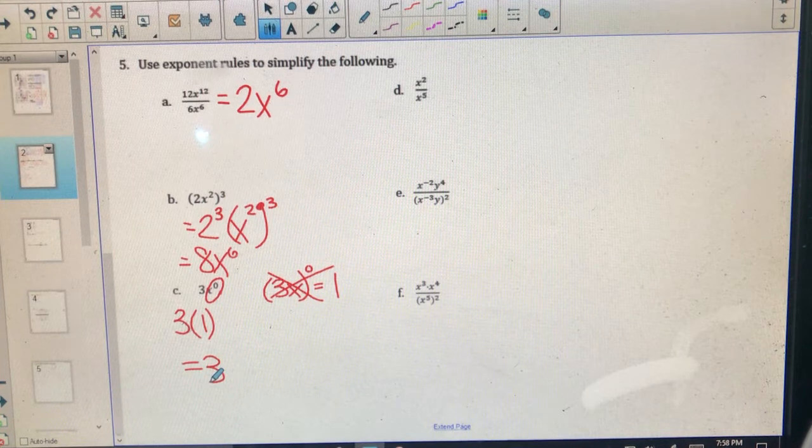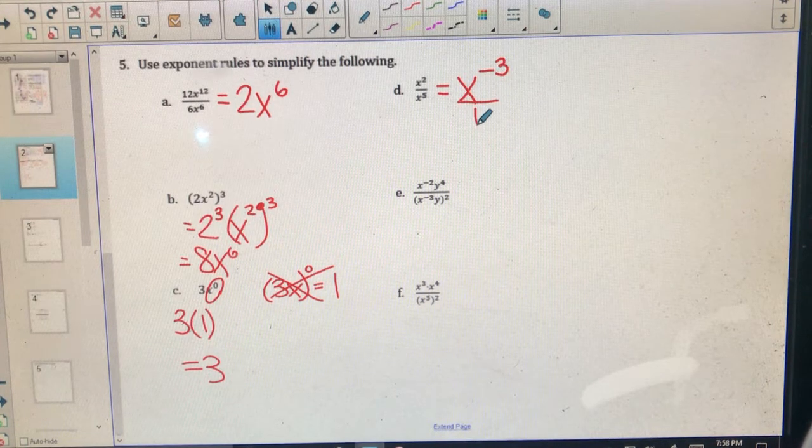Okay, for part D, I have x squared divided by x to the 5th. When I'm dividing variables, I subtract the exponents, and it's top minus bottom. So 2 minus 5 ends up getting me x to the negative third. Now, I know that I'm not done because there's another rule that applies to that, and it's the negative exponent rule. Here's a reminder of that one.